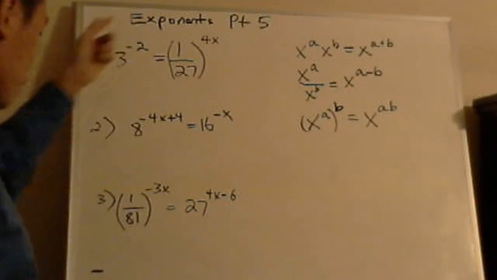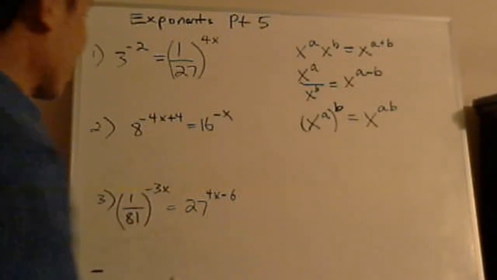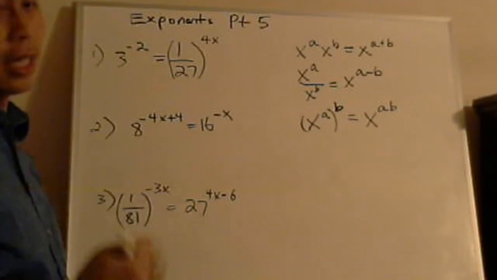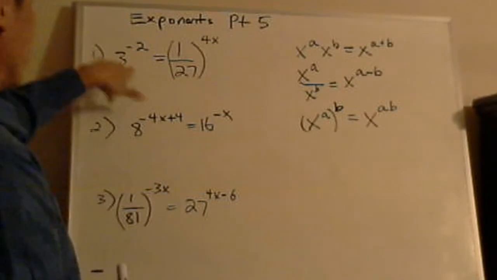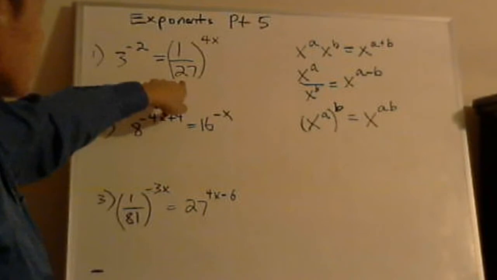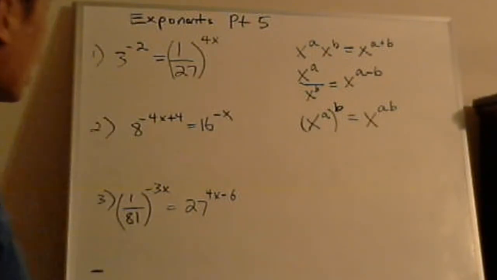I like to start from the beginning, an easier one, and then a little harder. But I don't usually make it too hard like on some of these problems. They're challenging enough where you'll get a good grasp of this concept of exponents. So let's start with 3 to the negative 2 power equals 1 over 27 to the 4x power. So how do you solve that?